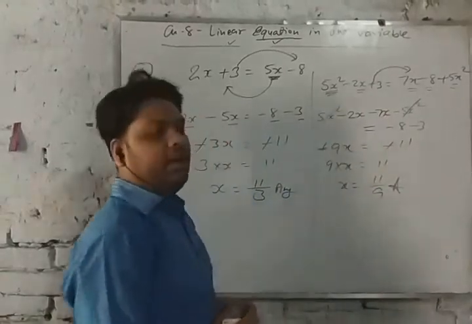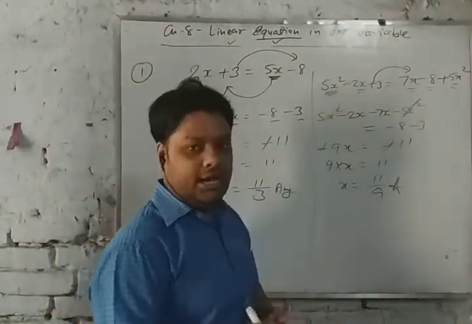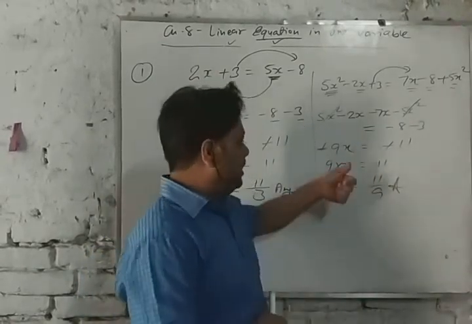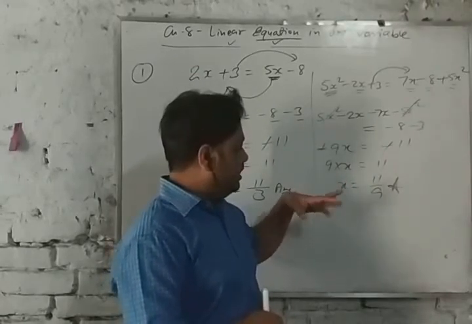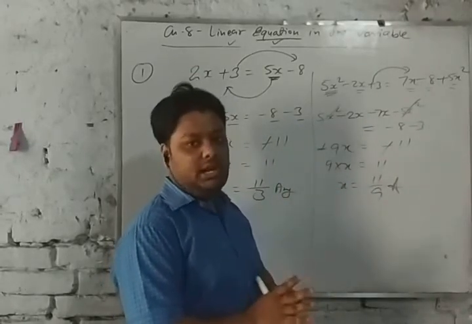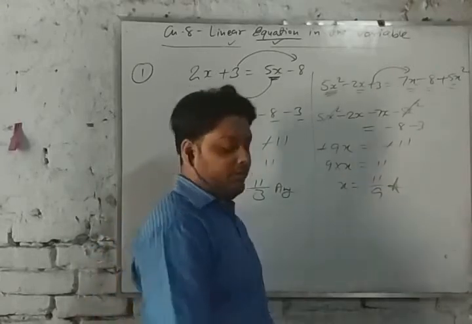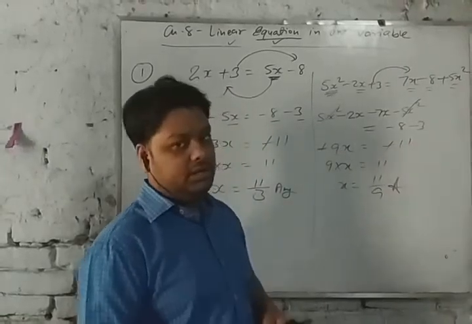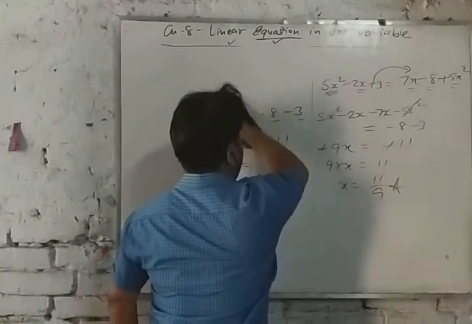So we can't judge any question by only seeing it. At first we will solve, and after solving, if there is any variable which has a power other than 1, then it is not a linear equation. We have to solve, then we will see. Now I am going to solve with another method.